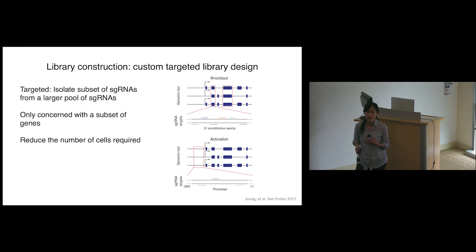Because as I will mention later, the number of cells required for a genome-scale screen is typically in the order of hundreds of millions of cells. And sometimes when you're screening primary cells or very sensitive cell types, you may not want to expand to a genome-scale screen. So we also provide scripts for isolating guides from the genome-scale libraries to construct a targeted library for these situations.